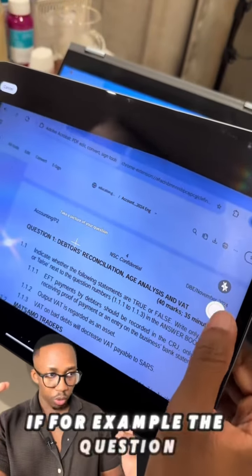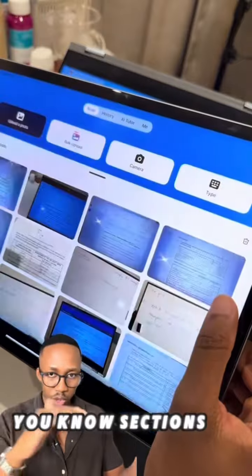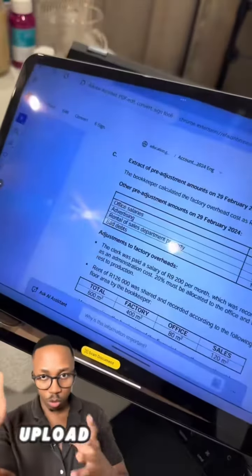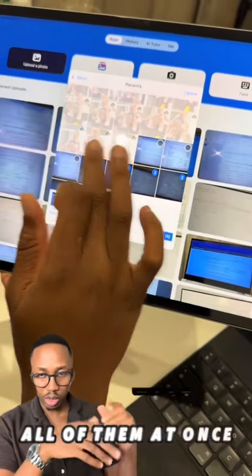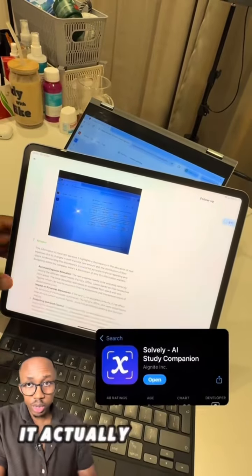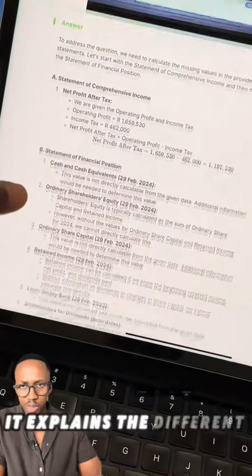If, for example, the question has multiple sections or parts, you can take pictures using your phone's camera and then upload those pictures, all of them at once, to this app, or you can just take the picture through the app. It actually solves the problem for you. It explains the different steps.